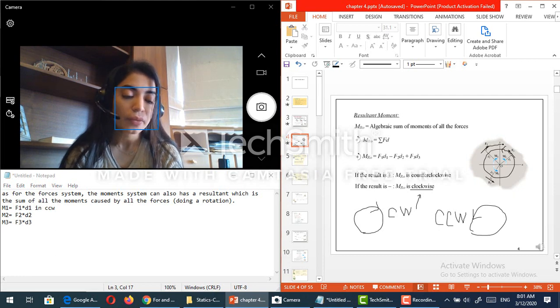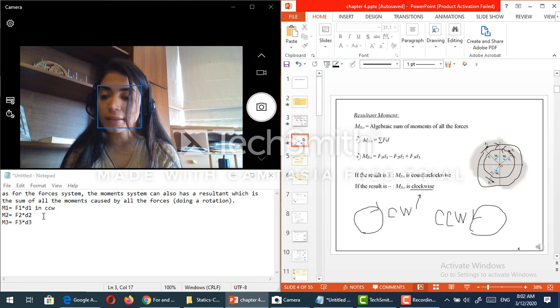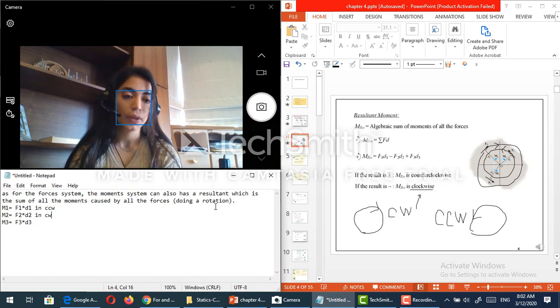F2 is doing a rotation in a clockwise direction. So as you can see, F2 is doing a rotation in the same direction of the circle here, that is the clockwise direction. So M2 is in clockwise direction.